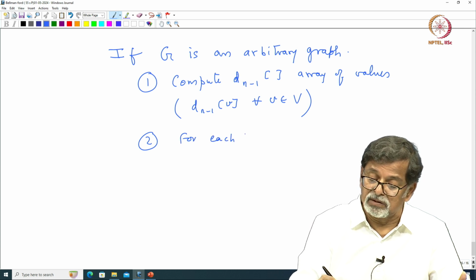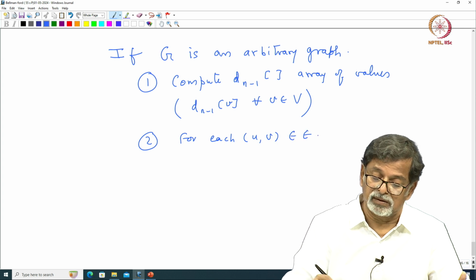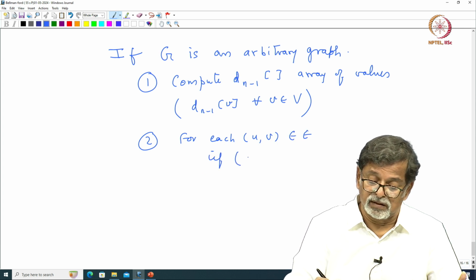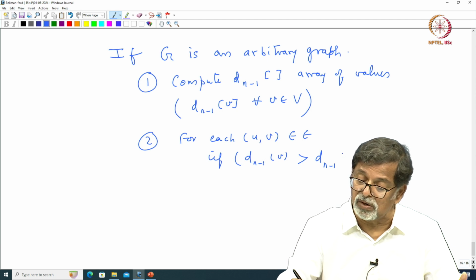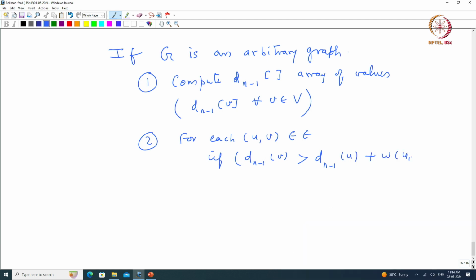For each uv belonging to E, if Dn minus 1 of v is greater than Dn minus 1 of u plus weight of uv, if this happens for a particular edge, return, that is, terminate the program, and return the message that G has a negative cycle. Because G has a negative cycle, just terminate with the report that G has a negative cycle, that is it.